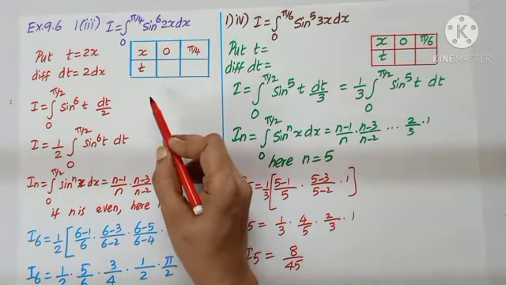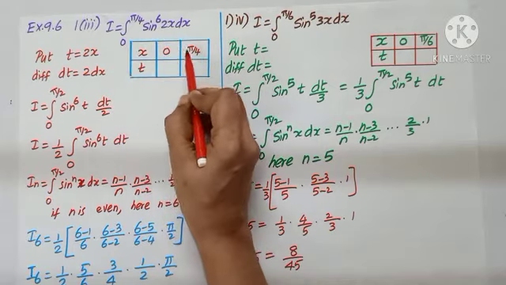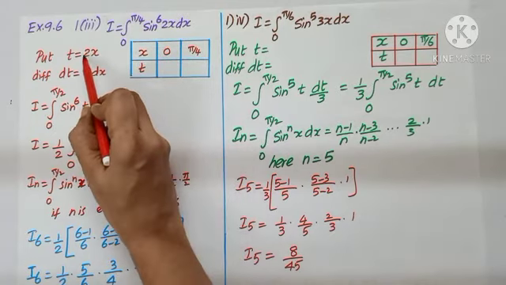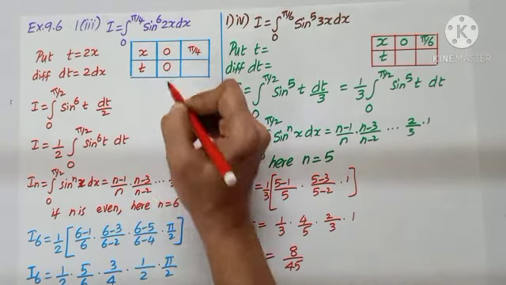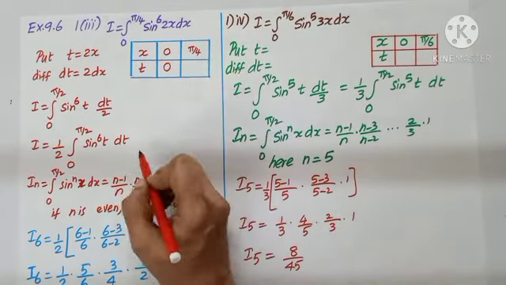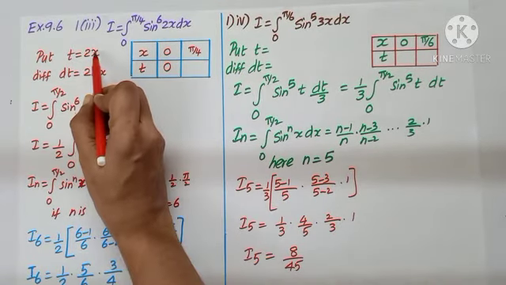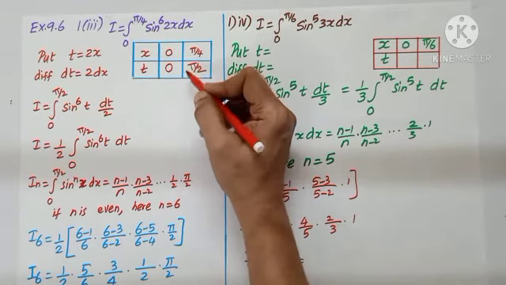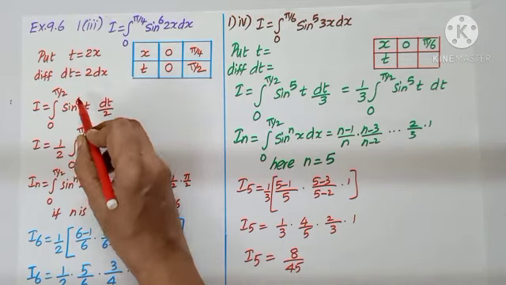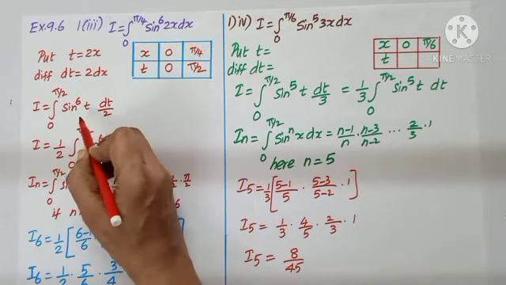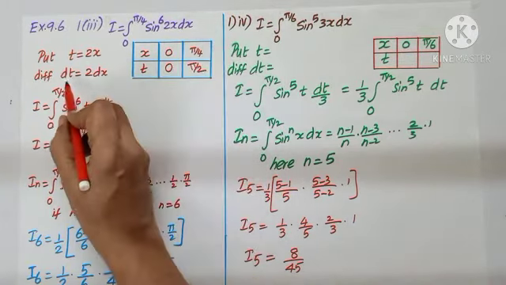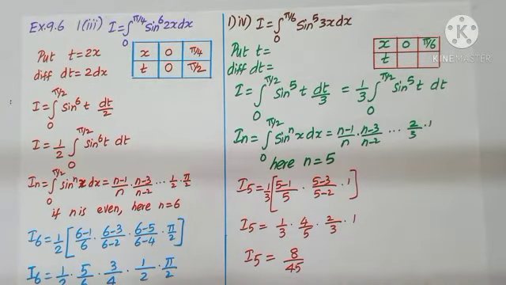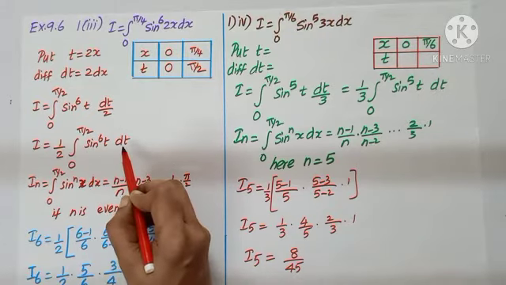As we change the limits, x is from 0 to pi by 4. When x is 0, t is equal to 2 into 0, that is 0. When x is pi by 4, t is 2 into pi by 4, that is pi by 2. Now the limits are 0 to pi by 2, sin power 6 2x becomes sin power 6 t. dx is dt by 2. Bring 1 by 2 out. It is sin power 6 t dt.